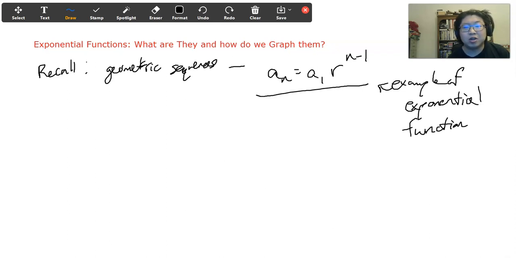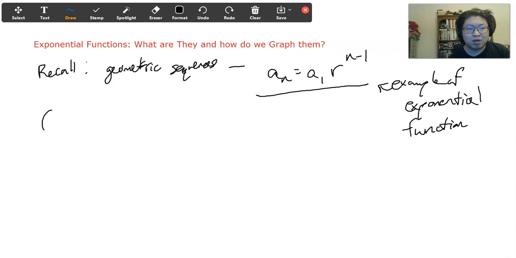So this is an example of an exponential function. You've got this idea of something being raised to an unspecified power, a variable power, and multiplying by some constant to give you what you're looking for. In this case, it would be the entry in the list of the geometric sequence.